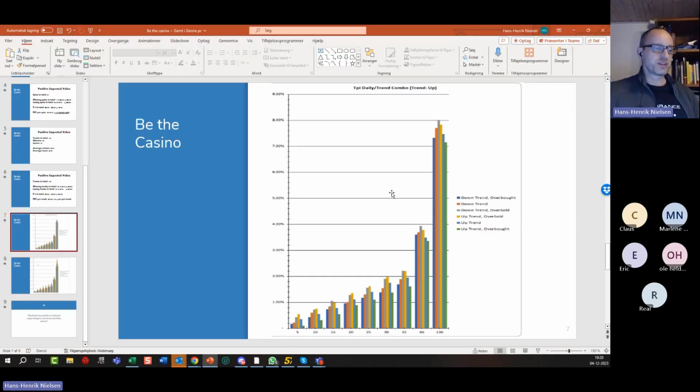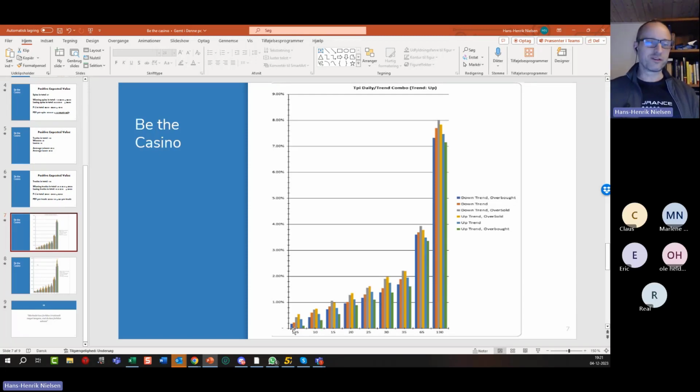Because what this shows is that we buy a stock, for instance, when the uptrend is green, the long-term trend, and the daily has tipped down into an oversold accumulation phase. That is here, downtrend oversold or uptrend oversold. That is the gray and the yellow. Then we keep it for 5 days.